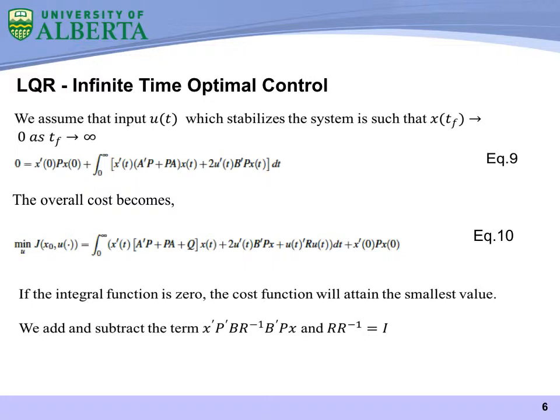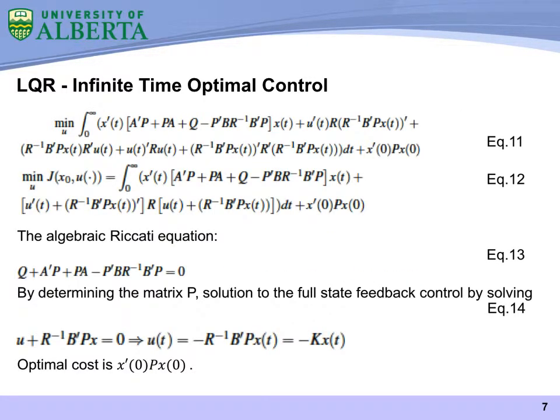If now this entire integral function is 0, we can find for which u and which x the cost will be the smallest. Obviously, this will be the smallest when the entire integral is equal to 0. When will this happen? Let's add x transpose P transpose B R minus 1 B transpose P x and subtract it from this equation, using R minus 1, and let's look at what we have.